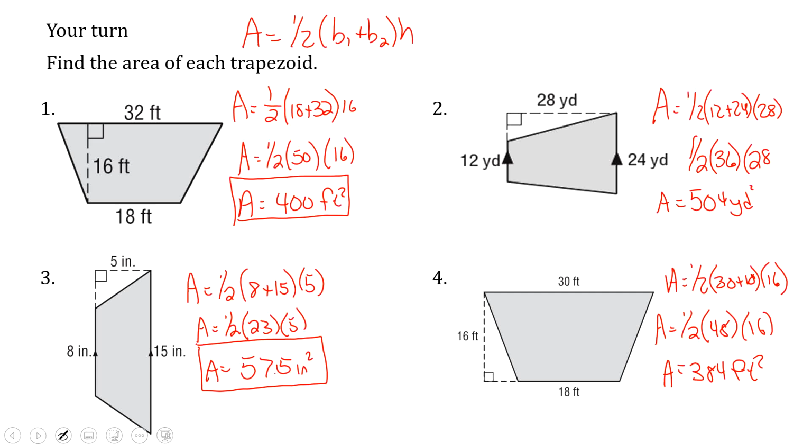Number two here should have been 504, not 57.5. I went down rather than across. And number four, you should have gotten 384 feet squared. Hope that's making sense. Remember, add the two parallel sides together, multiply by the height, and then divide by 2. Okay.